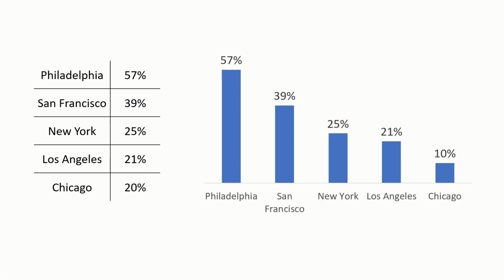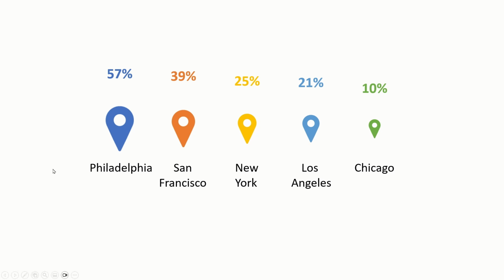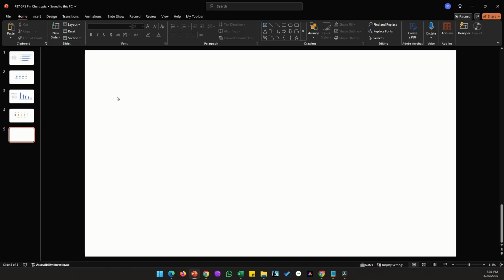You could also have city data like this one. So I have 5 cities here. We could show this in a format like this one. So I'll show you how you can create this GPS chart right here in PowerPoint. Let's open up a new slide.